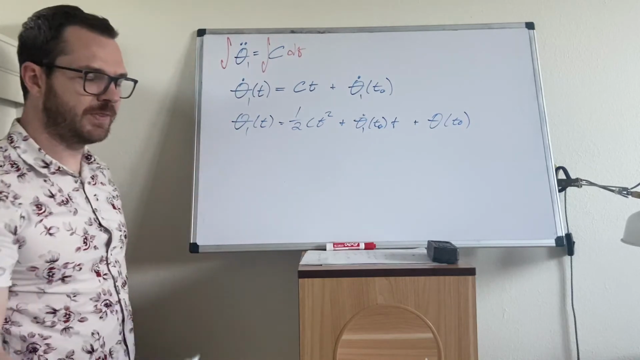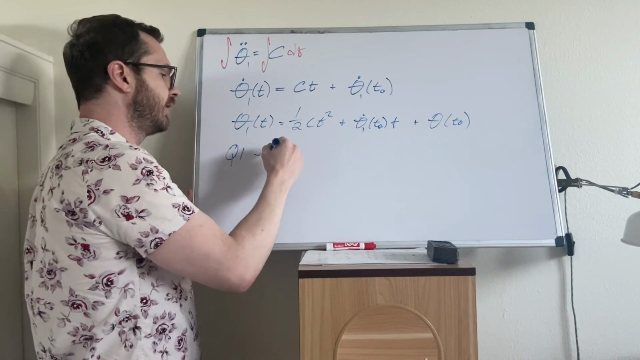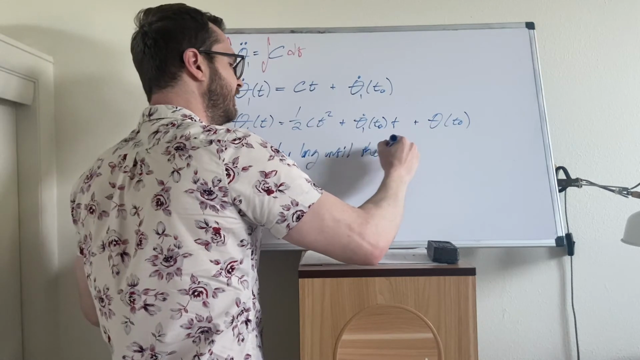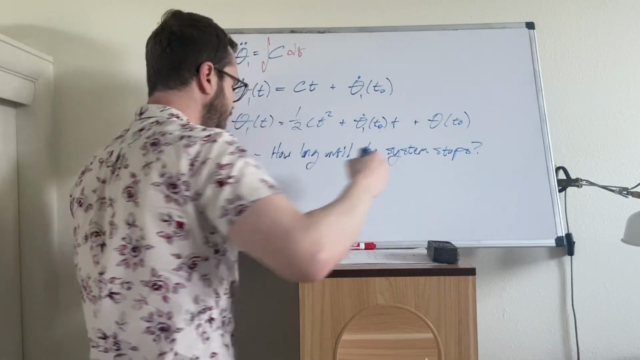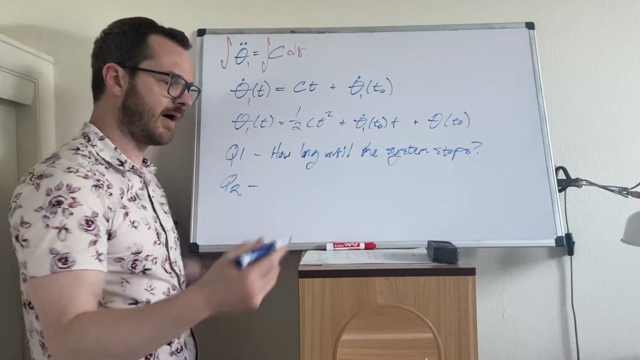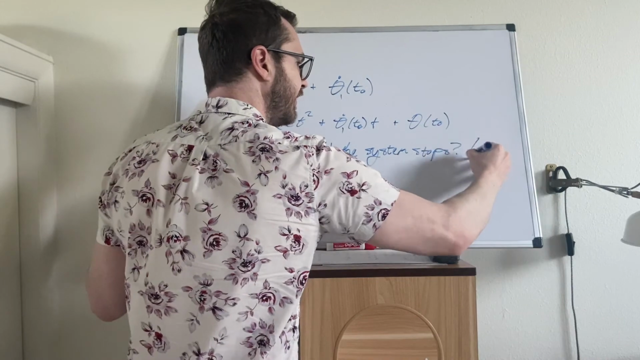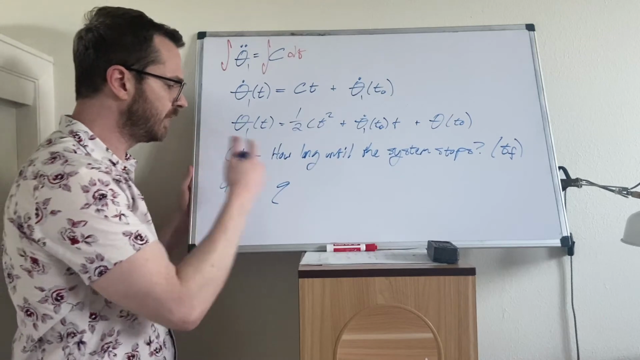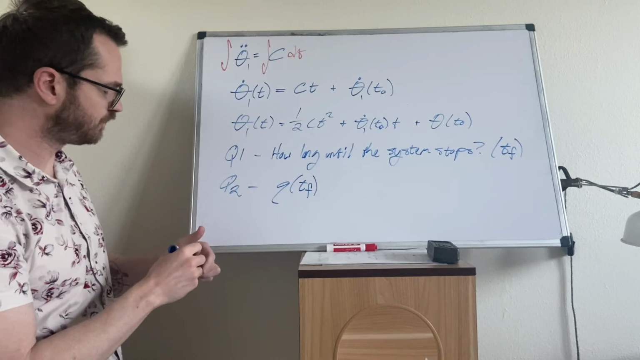So recall what the original problem was. There was question number 1, and question 1 was how long until the system stops. And then question number 2 was the displacement of the block. I can write this, let's call this T final, TF. The second question, the displacement of the block, that's really asking what is Q at the time T final.